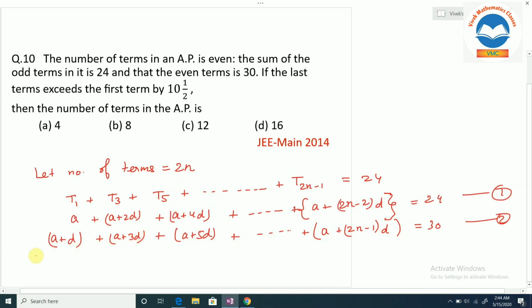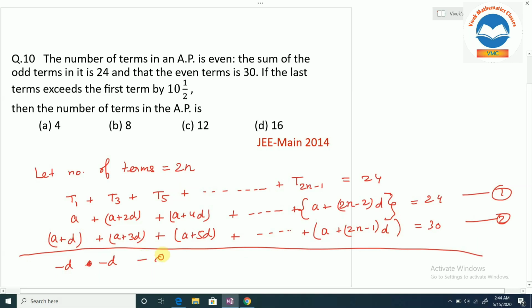Now what to do? Subtract this. If you subtract, in the first bracket a minus a will be cancelled out. Here we will get minus d, plus in the second bracket also you will get minus d. It means minus d, how many times? n times.